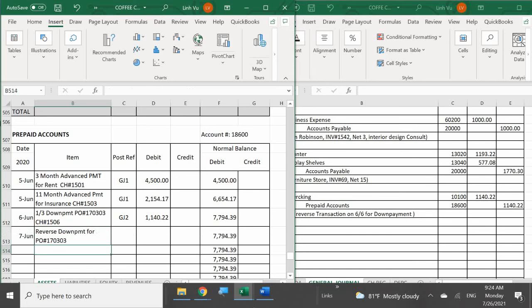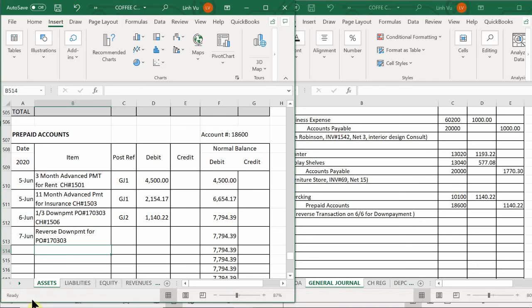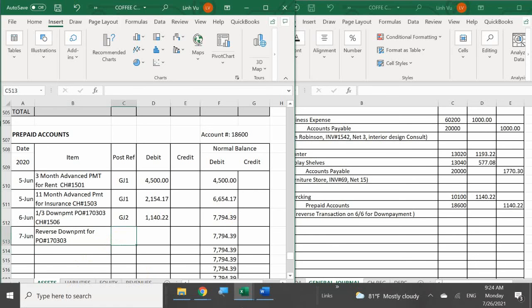Okay. So you go to reverse down payment for purchase order 17303. General journal number 2, since we're still there. And this time I need to credit my account because I'm reversing, I'm canceling this 11.40 and 22 cents, which then my formula tells me that it's going to drop back down to $6,654.17.